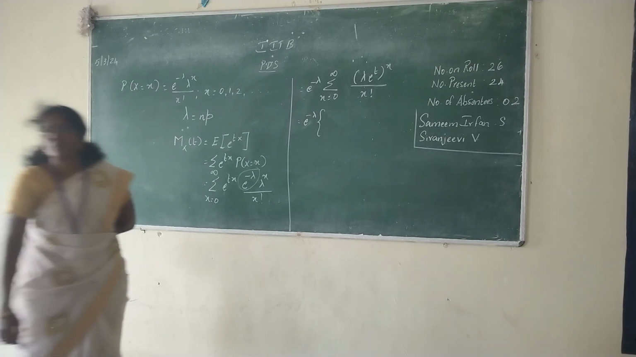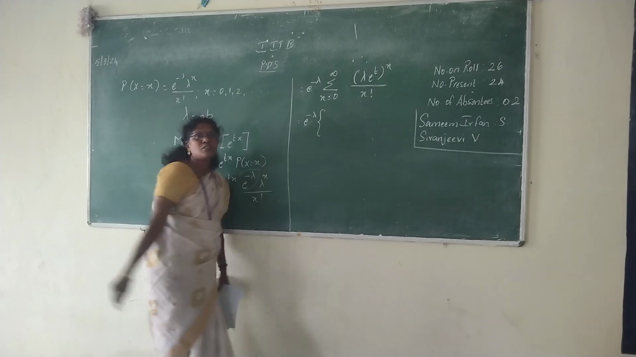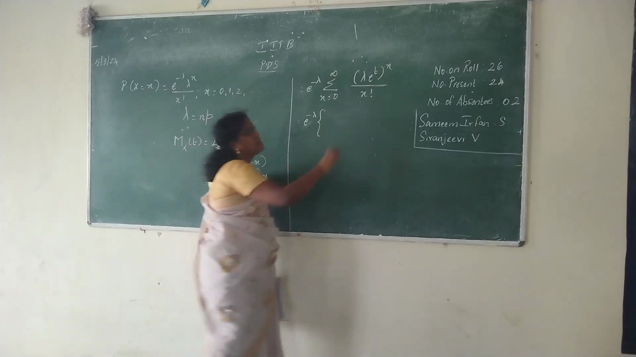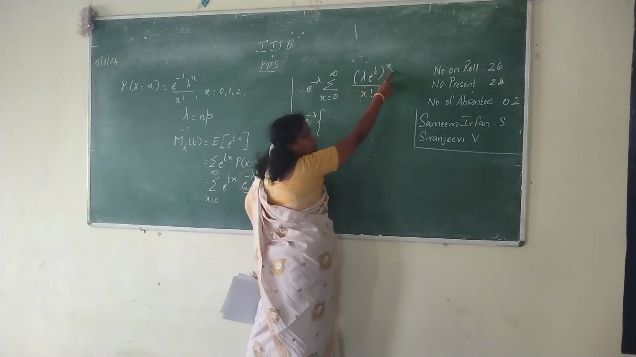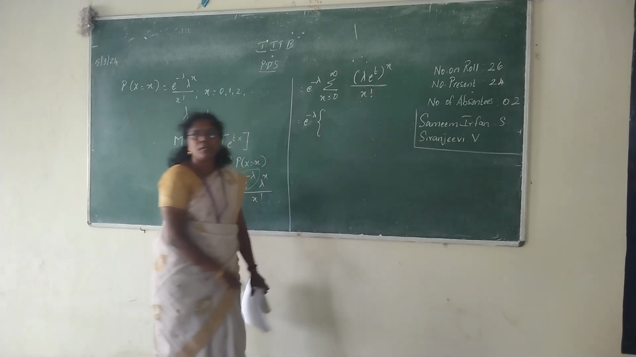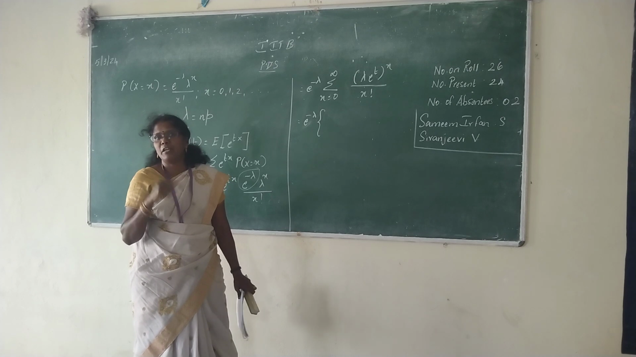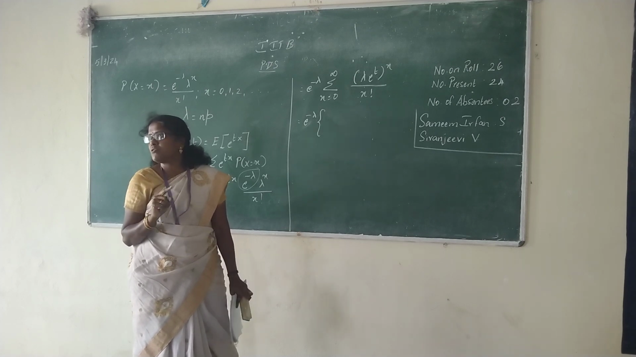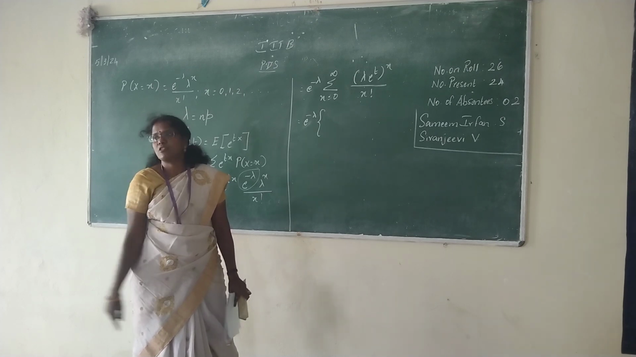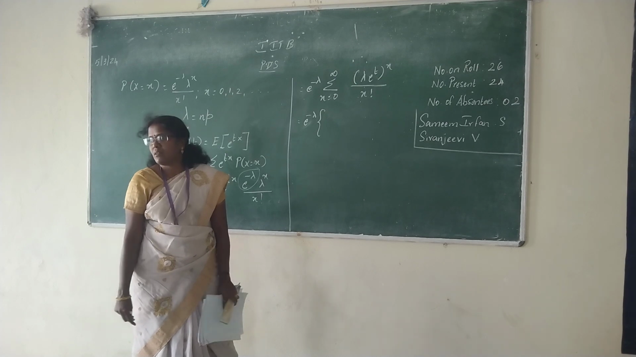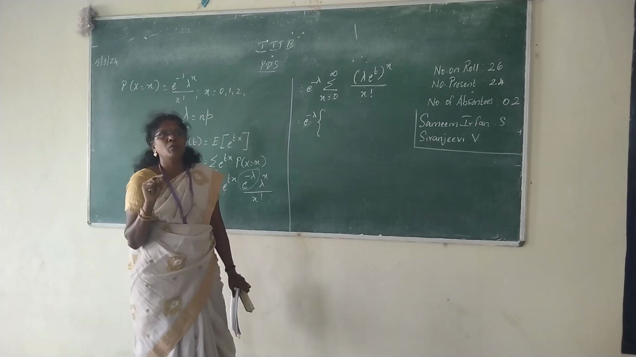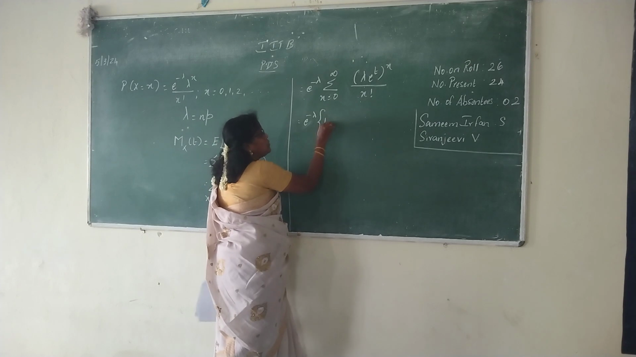Others continue. So what happens when x is equal to 0? Lambda e power t, the whole power 0. Anything to the power of 0 is 1. Denominator 0 factorial. What is 0 factorial? 0 factorial is equal to 1. So we get the first term to be 1.